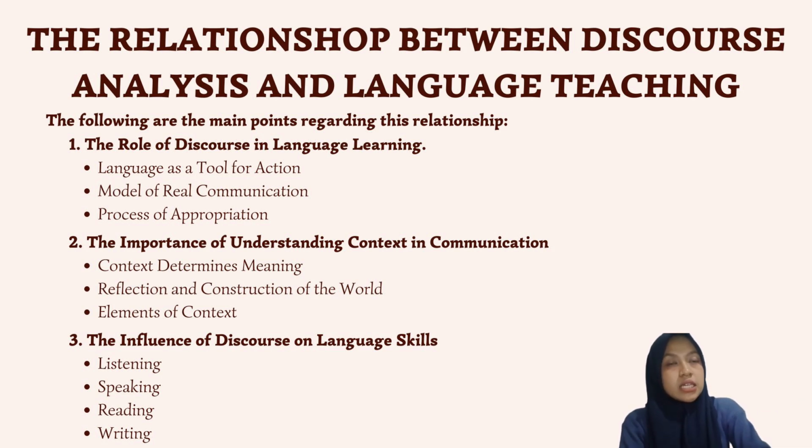First is context gives meaning. One sentence can have different meanings depending on the situation. For example, a question can be a command. And the second is building identity. Language helps build relationship and identity, of course. And the last is important element. We need to understand who is speaking and their relationship, the purpose, and shared knowledge.